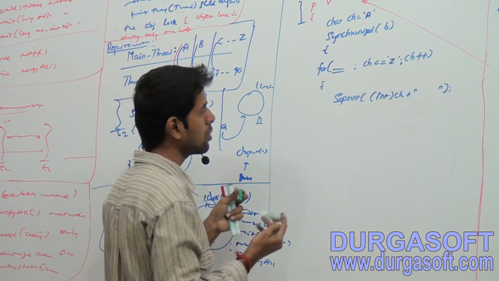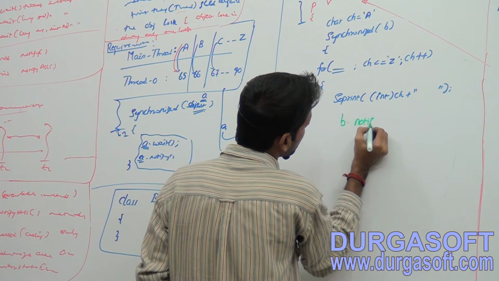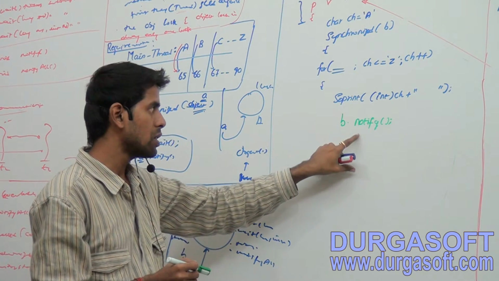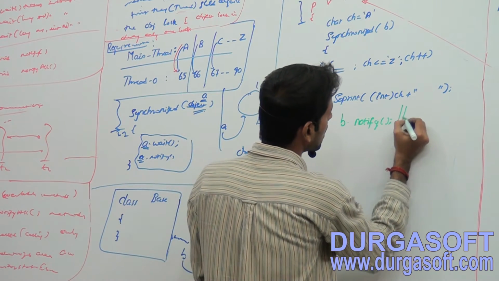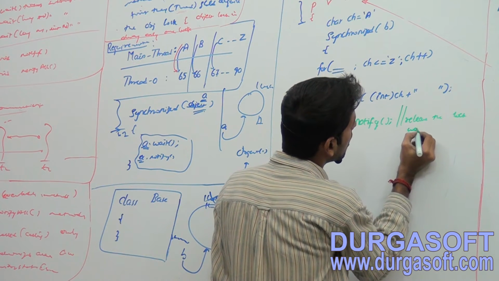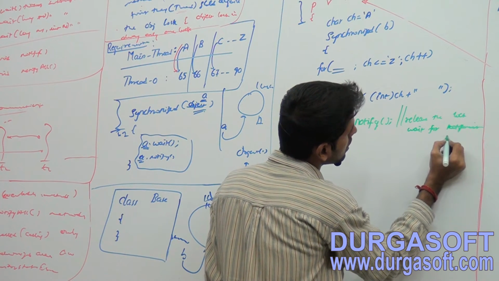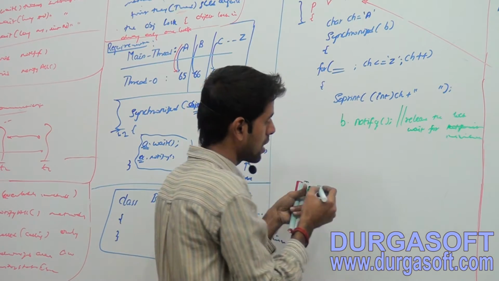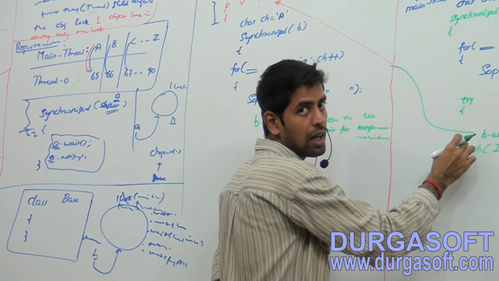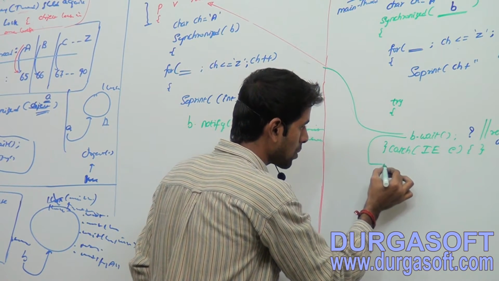So now what you have to do? I can access b right here, so you have to put b dot notify method. This notify method will release the lock and wait for notification or intimation, from where the control has come, from this main method, from this line. Now do we have any exception here? No exception. Now it will come to this statement to execute.